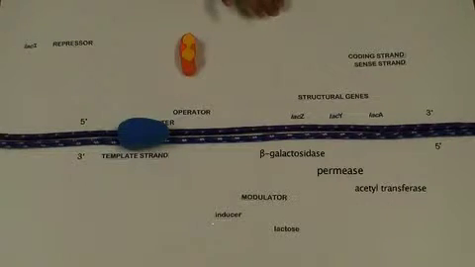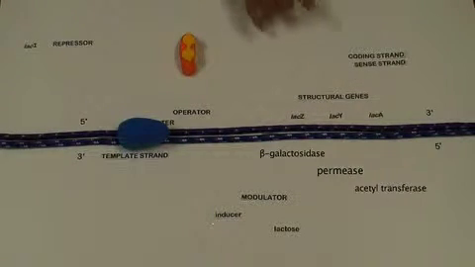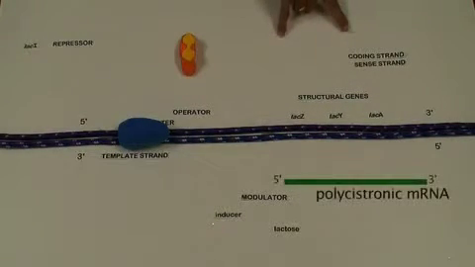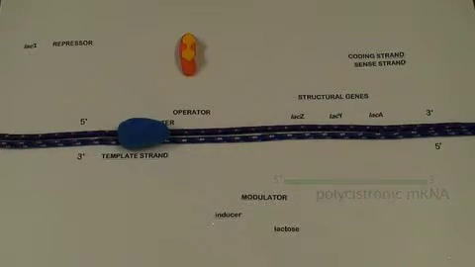Because we can get transcription of our structural genes, the three gene products necessary for the breakdown of lactose, beta-galactosidase, permease, acetyltransferase, all three of these gene products will be transcribed in one single messenger RNA. That's a polycistronic message, which will then be translated, and we will make our three gene products.